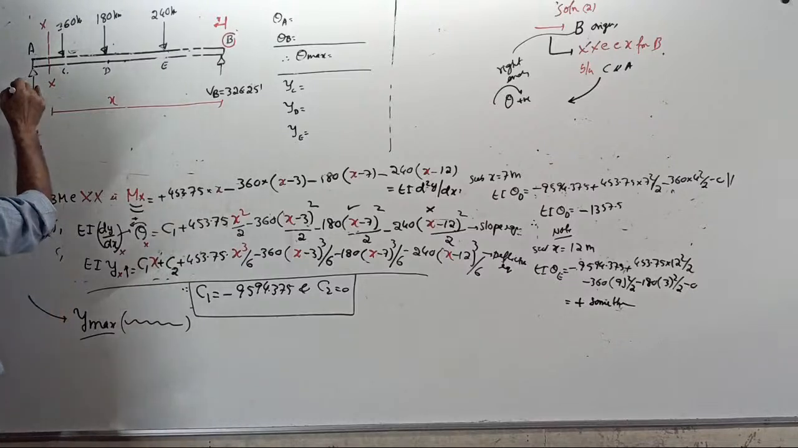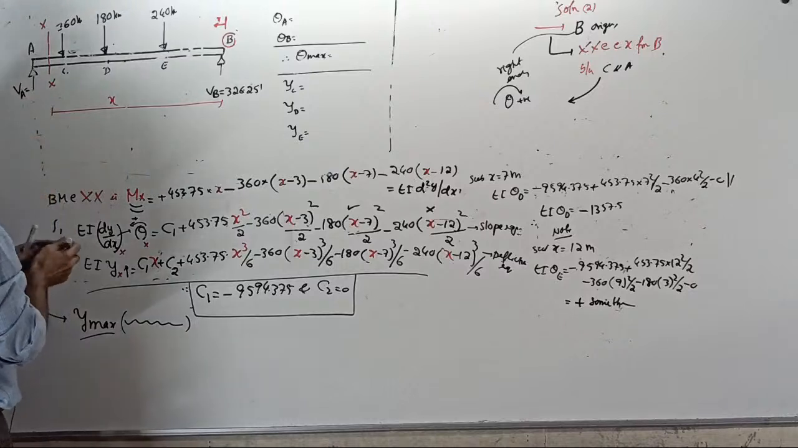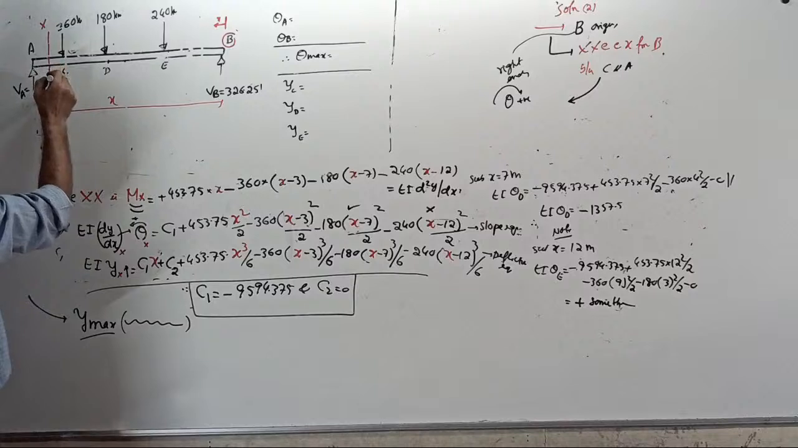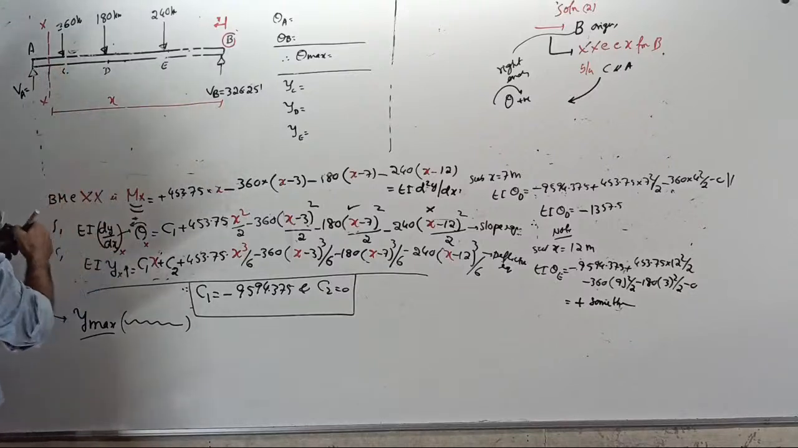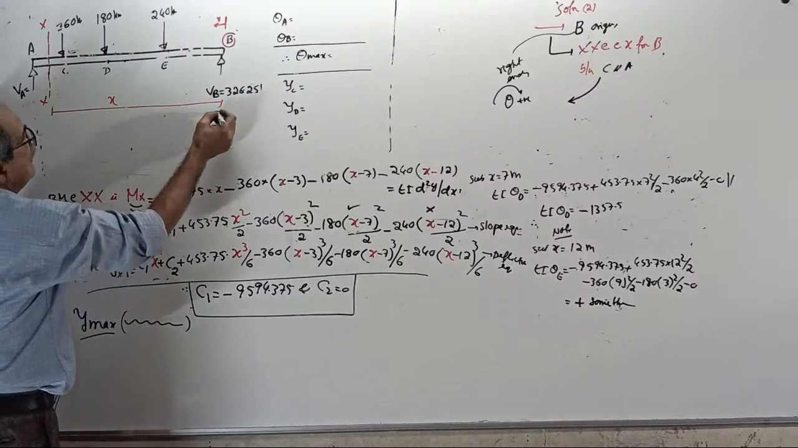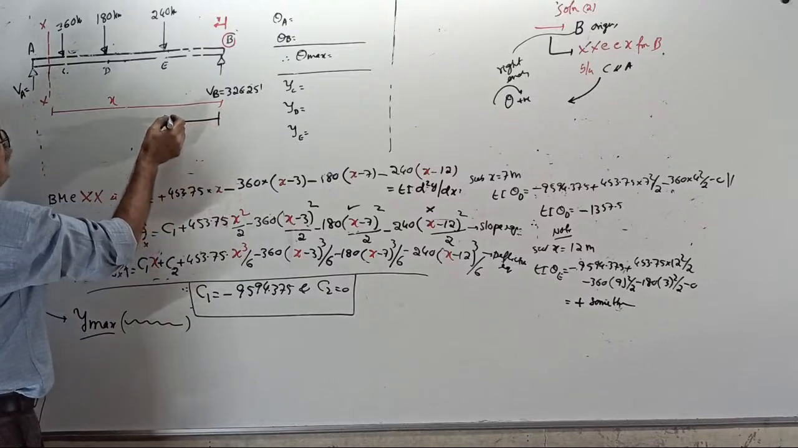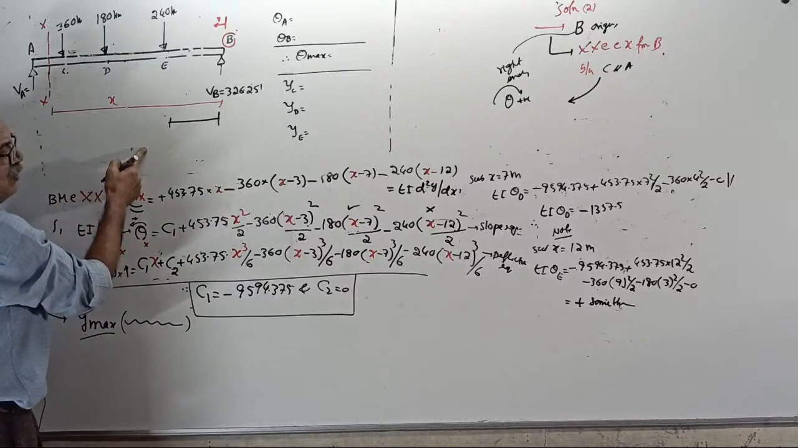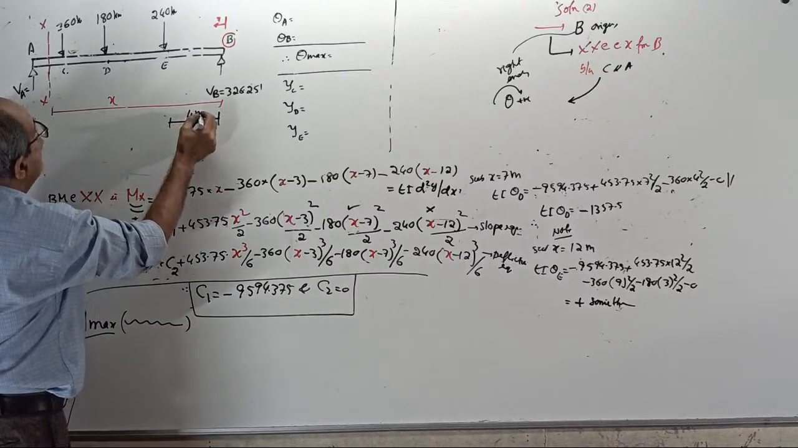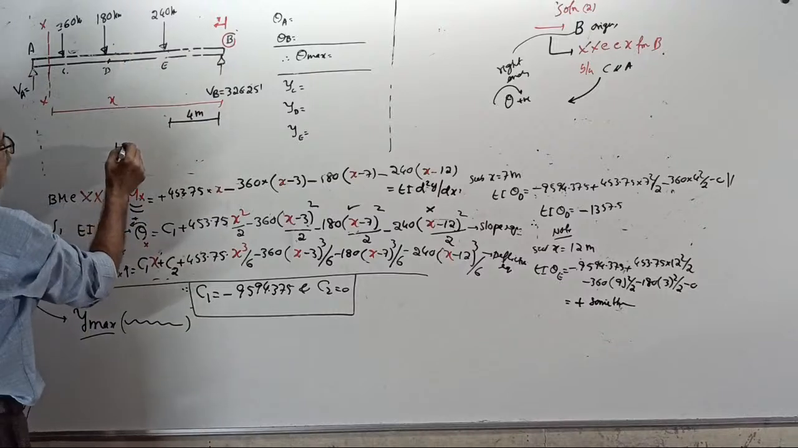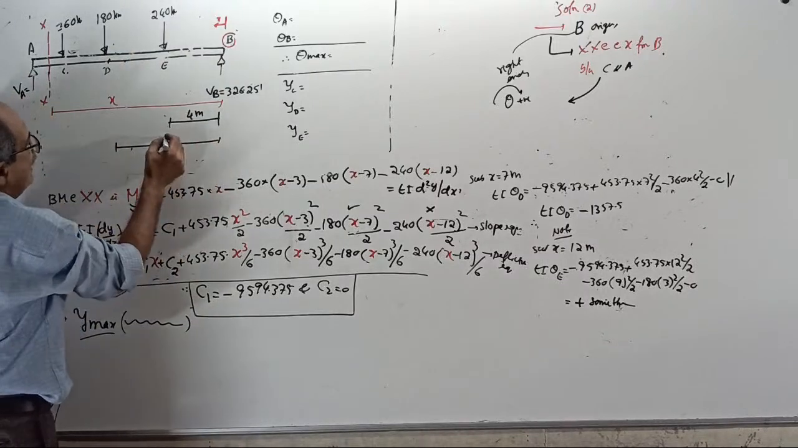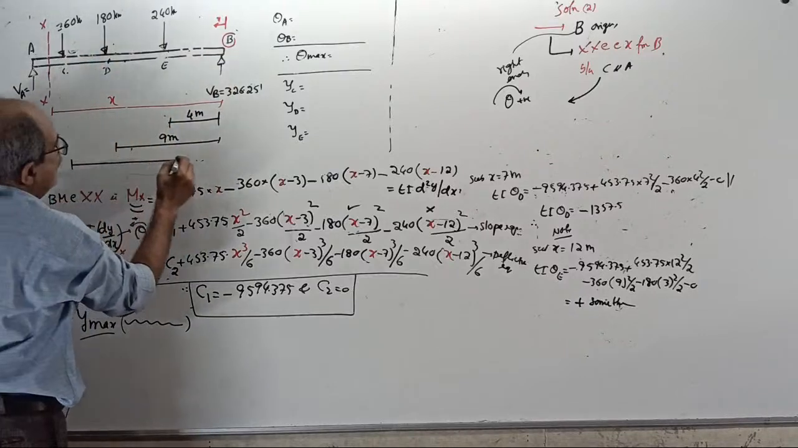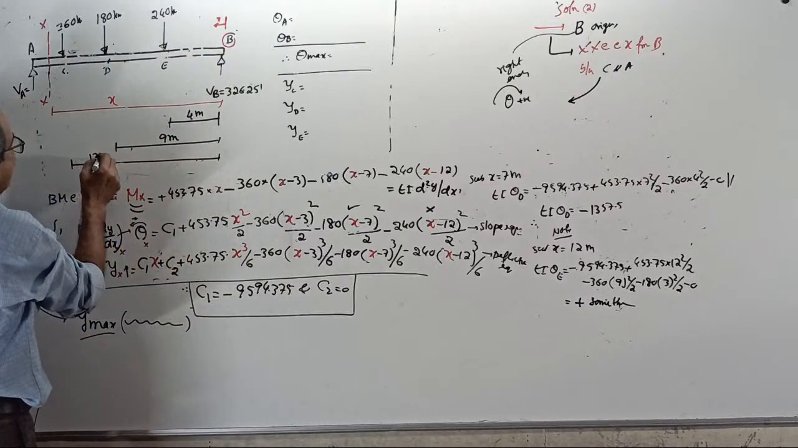This is VA. How much VA? We don't require it. You write yourself only. Okay, see now. Understand correctly. This is section XX at X from there. Now you have to write everything from here. Here to here will be 4 meter. Here to here will be 9 meter. Here to here will be 13 meter.